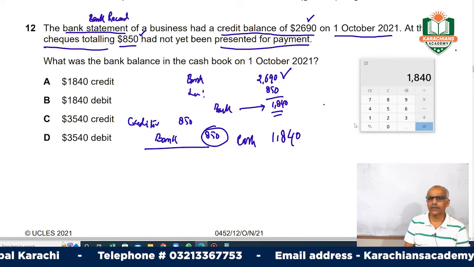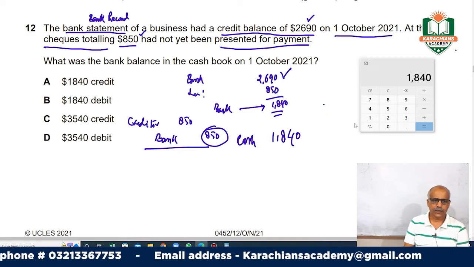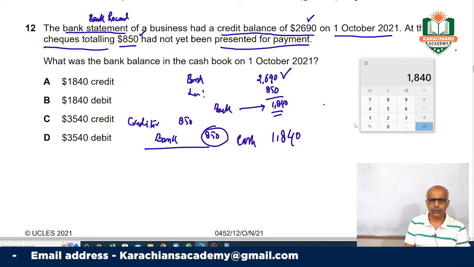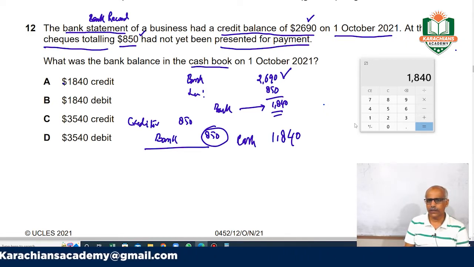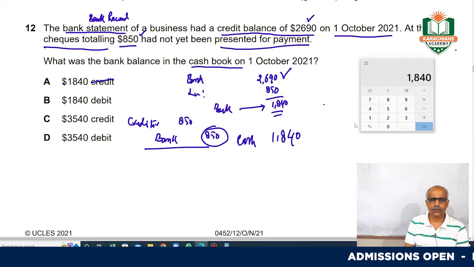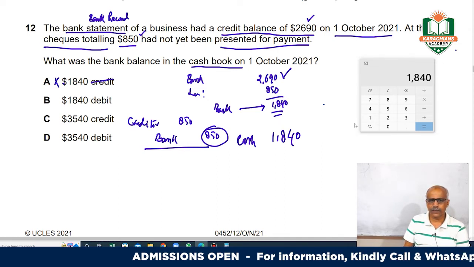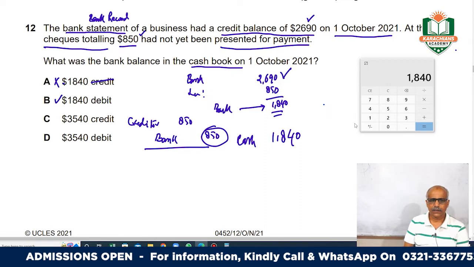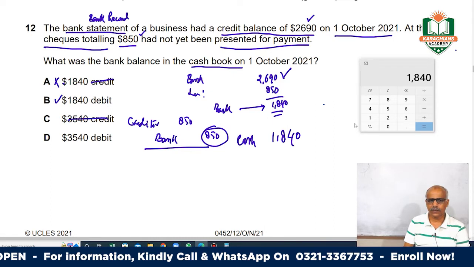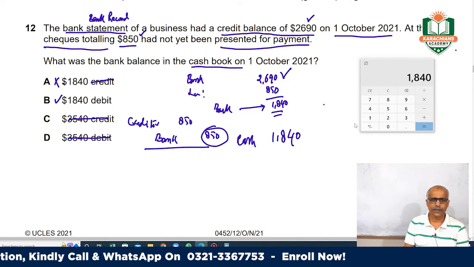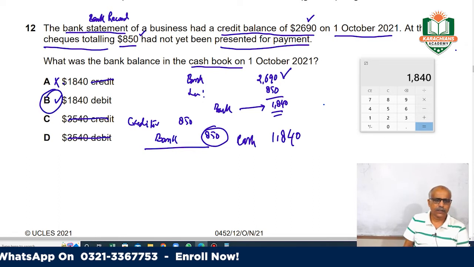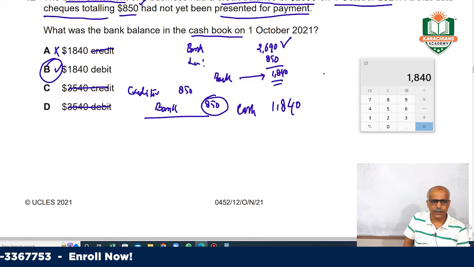What was the bank balance in the cash book on the first? 1840 credit, this is not possible. In the cash book you carry a debit balance, and this option says credit balance, so this is wrong. Debit 1840, yes, this is correct. 3450 is incorrect. So your answer is B. Move on to question number 13.